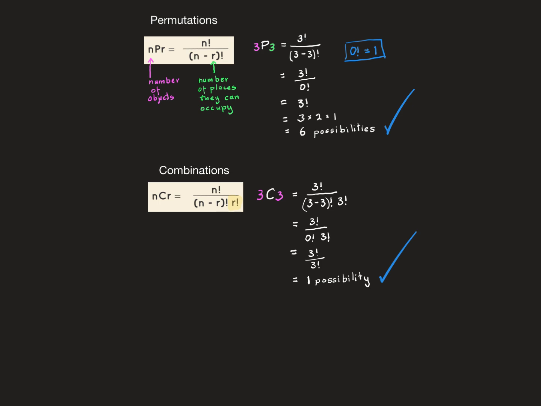I would like to expand on permutations and combinations where the number of objects is bigger than the number of places that they can occupy, and then calculate the permutations and combinations using the above formula.